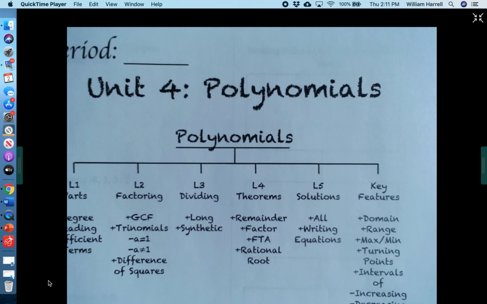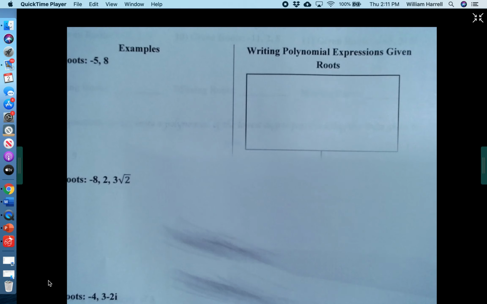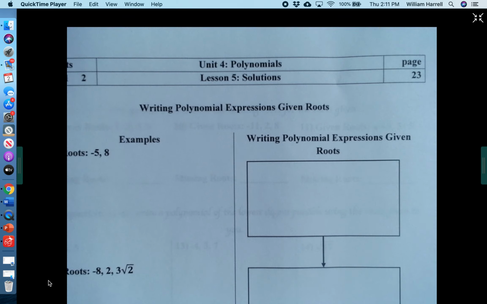Unit one in polynomials, lesson 5, and we're going to start writing equations. Alright, so page 23 is where we're going to pick up. This is kind of fun. Well, I say it's fun. It should be, finally tying everything together with polynomials, equations, expressions, or whatnot.